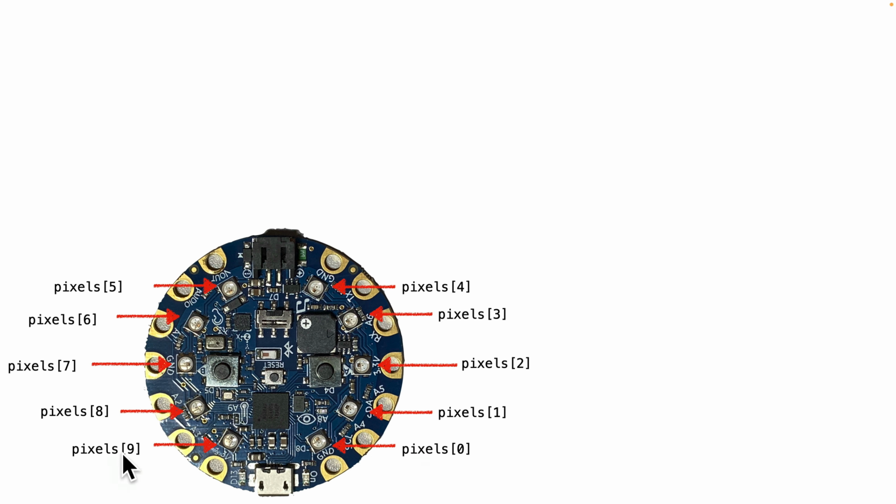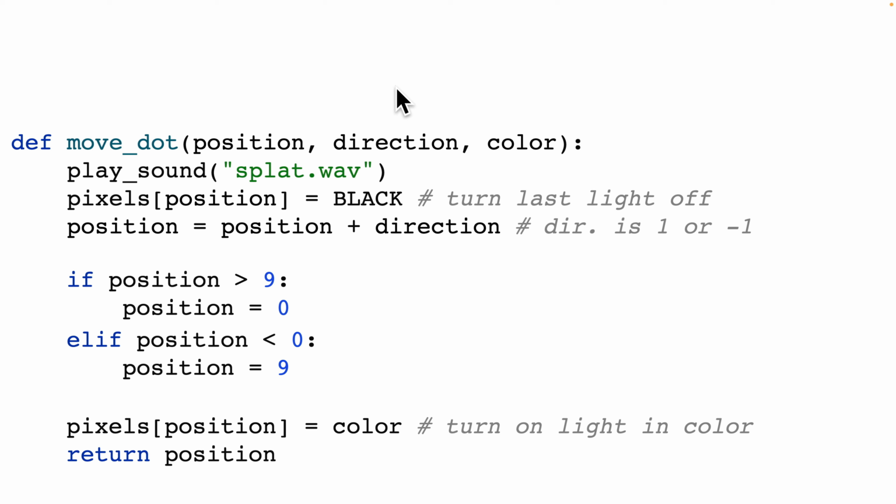Now in our lesson solution, we showed how to solve this using techniques that you already know. And we got the spinning to work like this. First, if you press button A, we passed in the direction as 1, and if you pressed button B, we passed in the direction as -1. Now we also passed in position, which was the last light that was on, and one of the first things we did was we turned off the last light that was on by setting pixels position to black. Then we added the direction to the position, either 1 or -1.